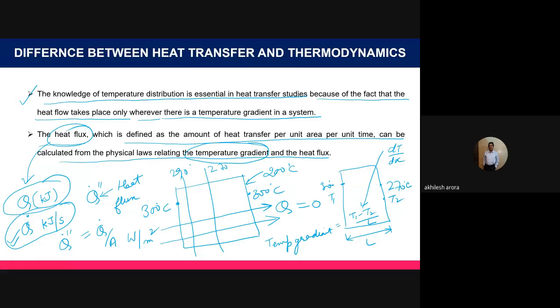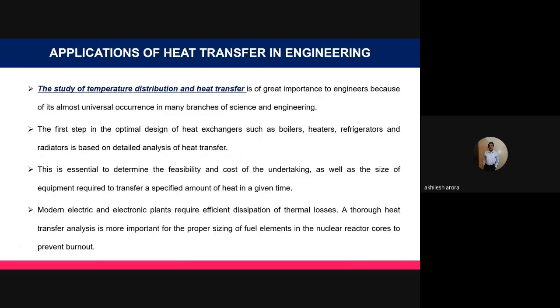Means I can write the temperature gradient as dT by dy also, if the temperature gradient is existing in the y direction, or if it is in the radial direction. For example, if it is a cylinder, in that particular case, the temperature gradient can be written as dT by dr. So it is very, very important to know about the temperature gradient if we want to calculate the heat transfer. Now let us think of some applications of the heat transfers in engineering.